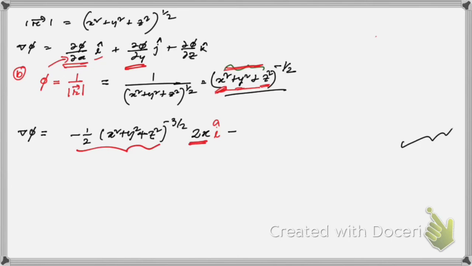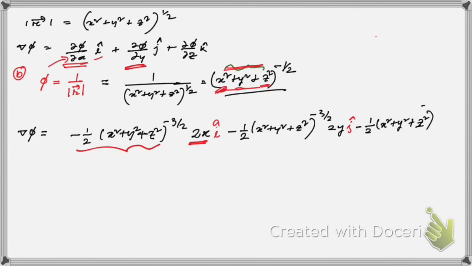Now similarly you can find del phi by del y. You will get this result. And similarly you can find, wait, let me clean this. Similarly you can find del phi by del z also, right? This is k cap. So hope you have understood this.